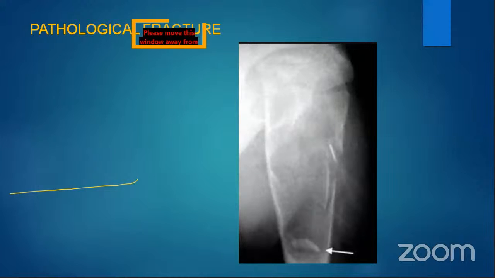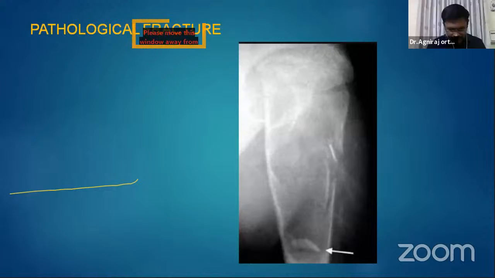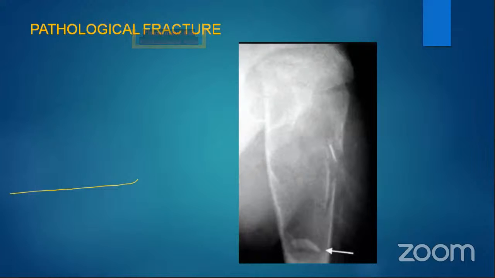Okay, sir. This is a plain X-ray of a skeletally immature individual showing the proximal humerus, with a lytic lesion in the diaphyseal-metaphyseal junction with well-defined borders and periosteal reaction with fallen leaf sign, which indicates pathological fracture. It's a unicameral bone cyst of the proximal humerus diaphyseal area.